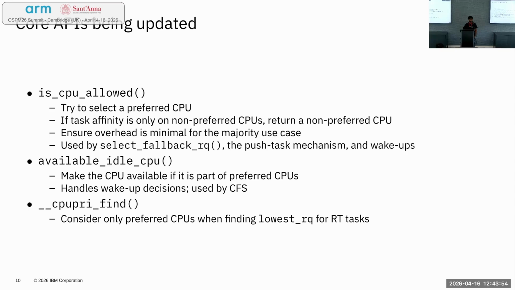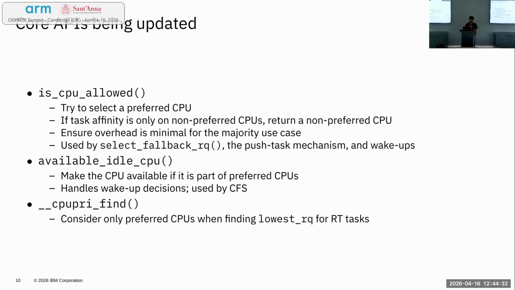Yeah, these are some of the core APIs that we modified, and one is the CPU allowed. It is basically called in the select fallback RQ in the wake up path when you don't have a CPU, and that tries to select a preferred CPU. As Yury Norov pointed out on the mailing list, there are some corner cases which we have to get fixed, but we tried, if the task is only on non-preferred CPUs, we let it continue to run there. And we try to avoid overhead for the majority use case.